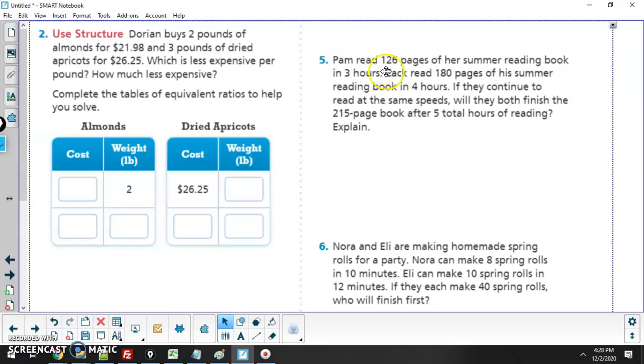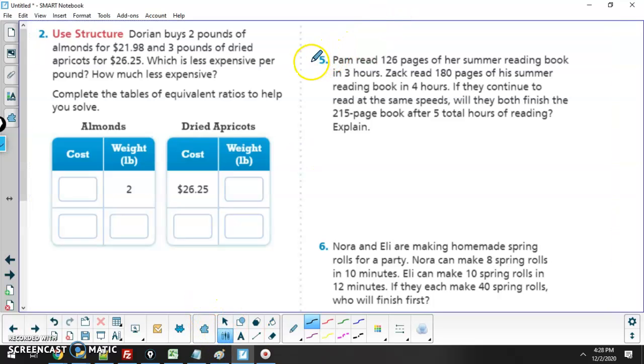Pam read 126 pages of her summer reading book in 3 hours. Zach read 180 in 4 hours. If they continue to read at the same speeds, will they be able to get to 215 pages after 5 total hours of reading? Once again, this time we're not comparing. Here we're going to be scaling. Once you find the unit rates, you can then scale them up for 5 total hours. So let's put Pam here.